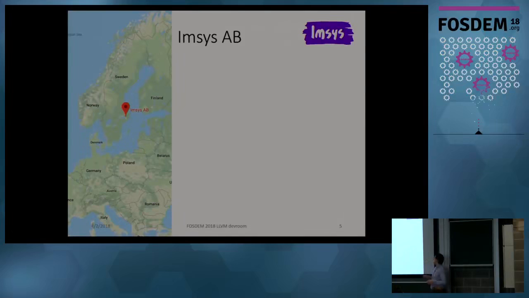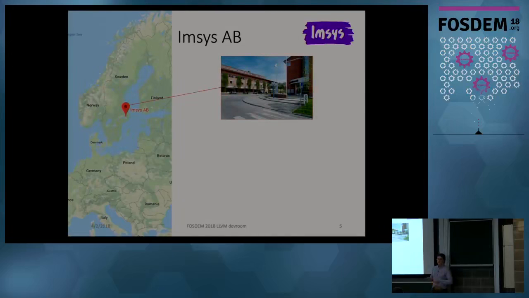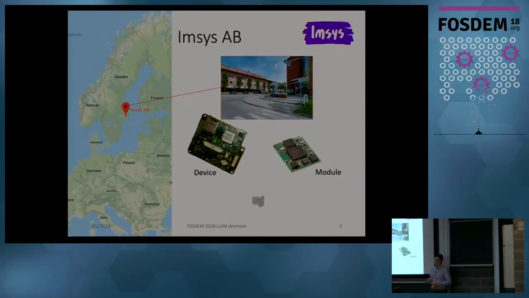So, IMSIS AB is a Swedish semiconductor SME. It's located in the North Stockholm area. We are working with our own proprietary processor core. We sell devices, modules, the processor IC, and in the future we plan to go to sell IP as well.